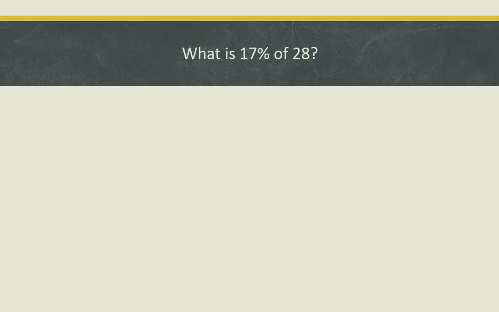Our first question asks, what is 17% of 28? Step 1 said we need to change our percent into a decimal. In order to change our percent to a decimal, we're going to move the decimal 2 to the left. Right now, I don't know where the decimal point is. Remember, if it's not written, it's at the end of the number. So this is the whole number, 17.0. Now, to move it into a decimal, we're going to take this, move it 2 to the left. So 17% is equal to 0.17.